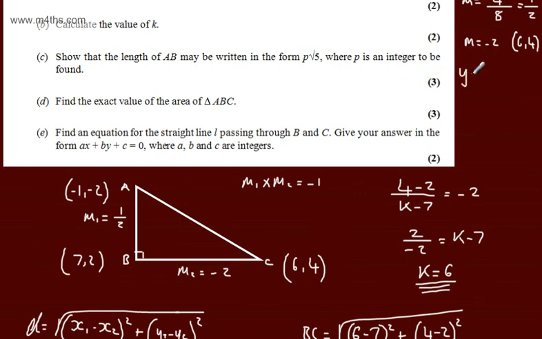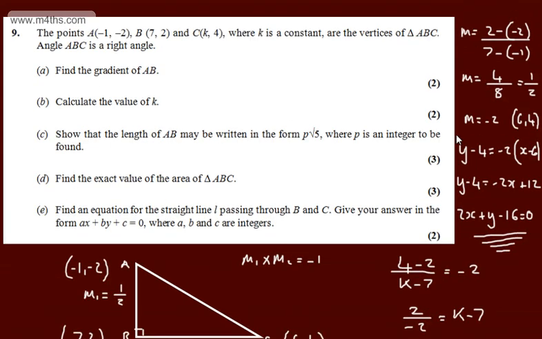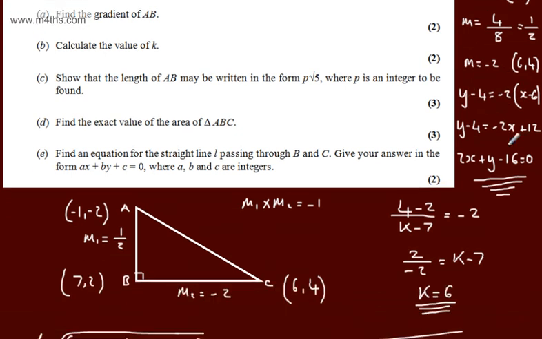So we're going to do y minus 4 is equal to -2 times (x minus 6). So we'll have y minus 4 is equal to -2x plus 12. So we can say 2x plus y minus 16 is equal to 0. And that's in the form ax plus by plus c is equal to 0. I've simply used the equation of a straight line, y minus y1 is equal to m multiplied by (x minus x1). So the final answer for 2 marks: 2x plus y minus 16 is equal to 0.